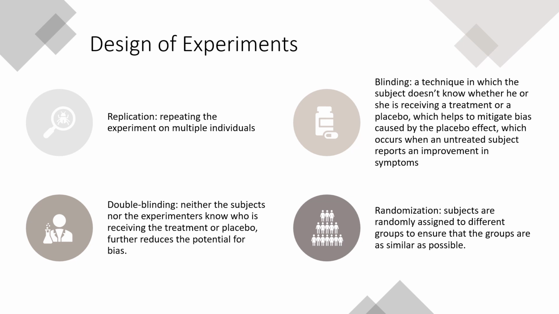conditions. The second key element is blinding, which minimizes bias by preventing subjects from knowing whether they're receiving the actual treatment or a placebo. This helps reduce the placebo effect, where individuals feel better simply because they think they're being treated. For example, in a drug trial, participants will not know whether they're receiving the real drug or a sugar pill. Double blinding takes this step further by ensuring neither the subjects nor the researchers know who is receiving the treatment or placebo.